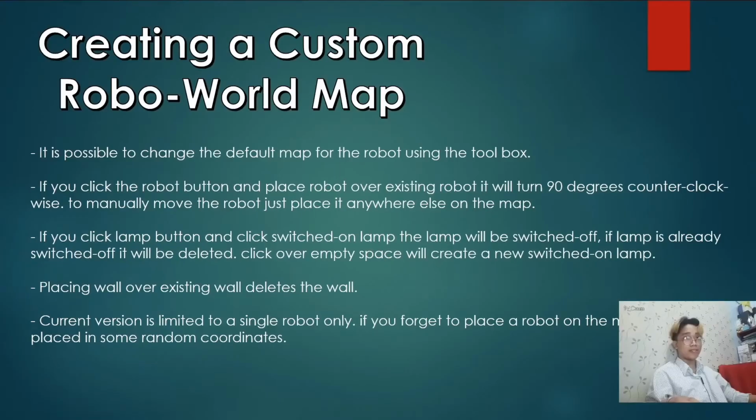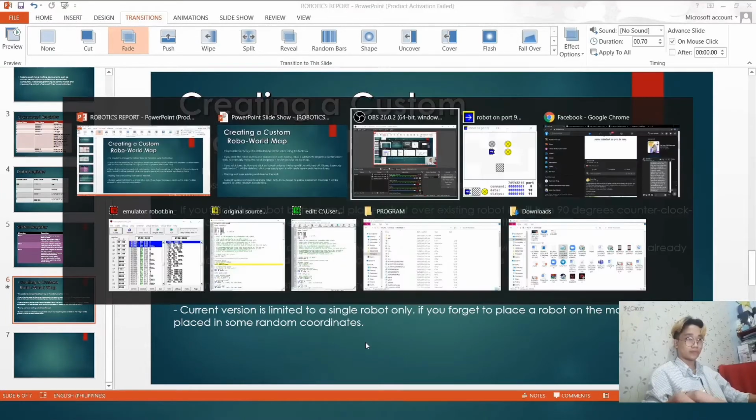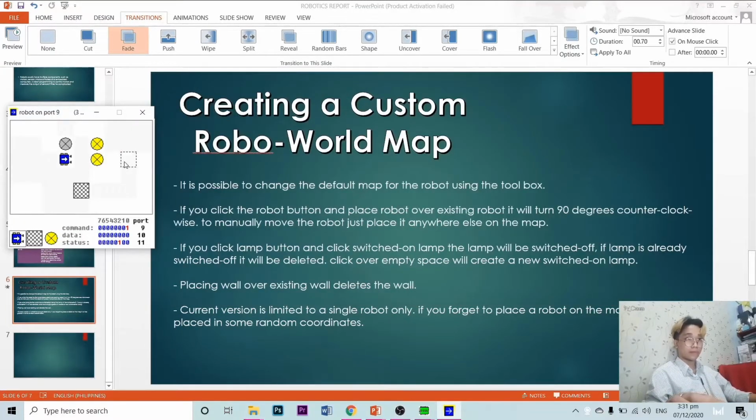Robo World Map. It is possible to change the default map for the robot using the toolbox. And now I'll be demonstrating it to you. If you click the robot button and place the robot over the existing robot, it will turn 90 degrees counterclockwise. To manually move the robot, just place it anywhere else on the map.